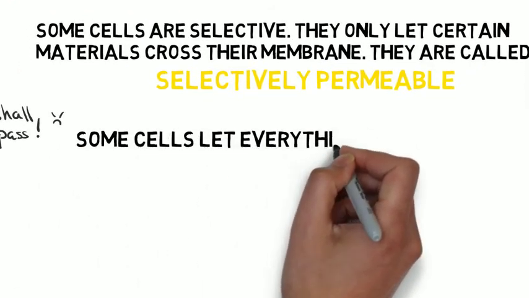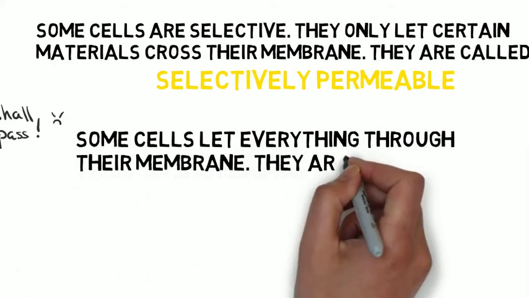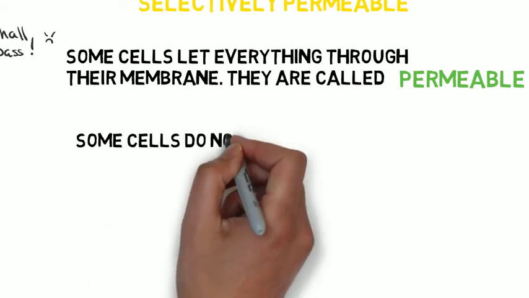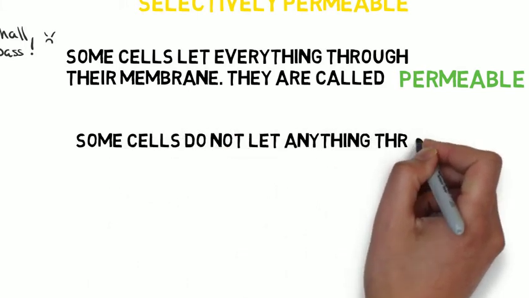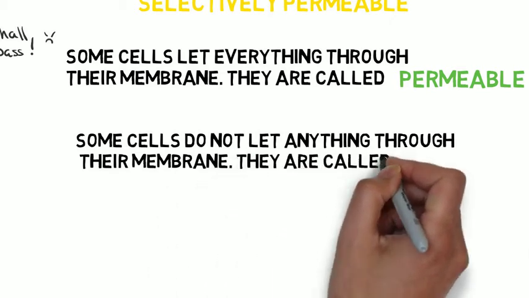Some cells let everything through their membrane. They are called permeable. And some cells don't let anything through their membrane. They are called impermeable.